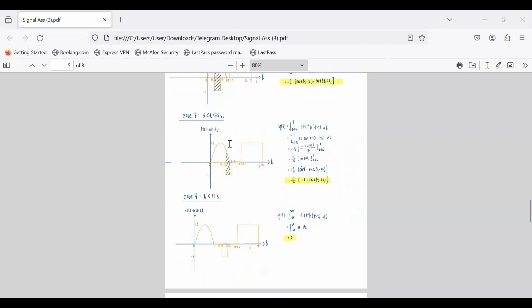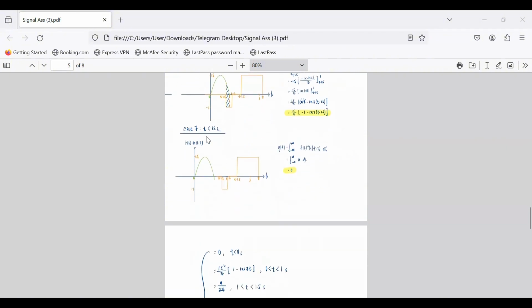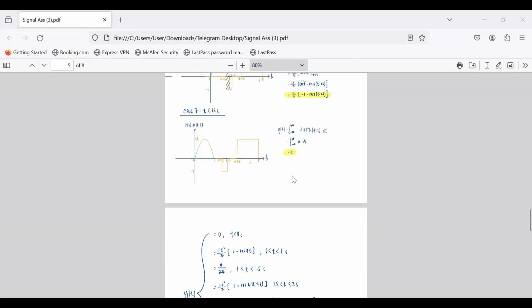Case 7 is the time interval between 3 and 3.5, and we can also get our integration between 1 and t minus 2.5, and we get 1.5 divided by pi and product with minus 1 minus cos pi t minus 2.5. And case 8 is t larger than 3.5 seconds, and the graph doesn't have any overlap, so our integration is 0.